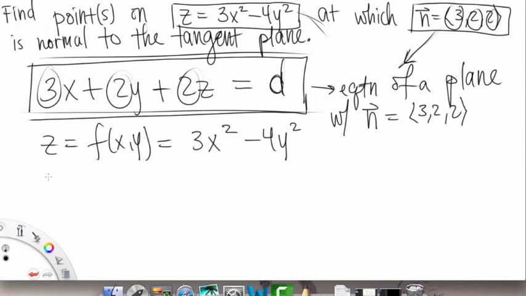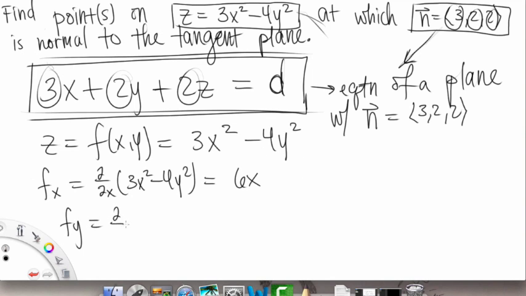In order to work toward that, we have to find our partial of f with respect to x. That's equal to the partial with respect to x of 3x squared minus 4y squared. If we do that, we just get 6x. Then let's do the same thing for y. We find the partial with respect to y of 3x squared minus 4y squared, and that comes out as negative 8y.